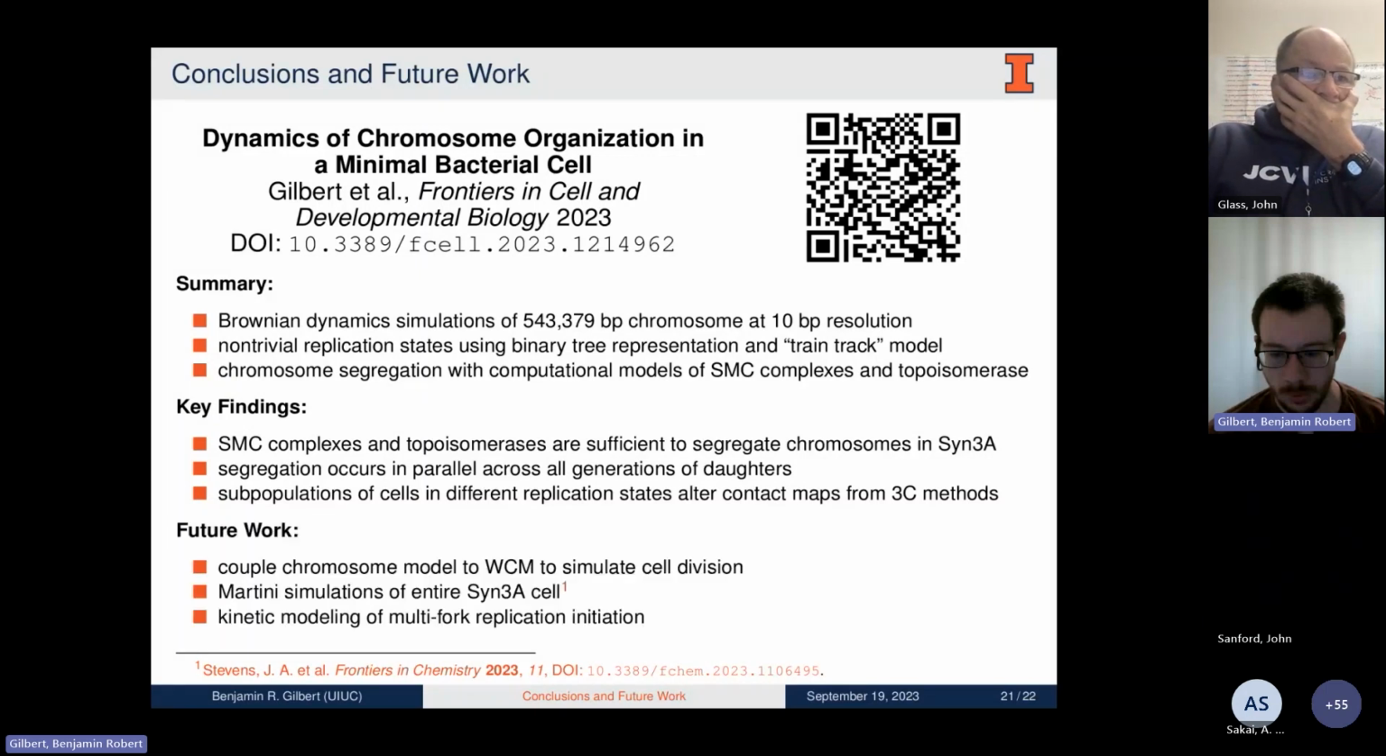So in terms of future work, we want to couple this chromosome model to our whole cell model to simulate cell division. We're working on Martini simulations of an entire cell with the lab of Siewert-Jan Marrink, which I think Jan Stevens is going to talk about a little bit later. And then we need to actually determine what these multifork systems are and what their population should be by looking at kinetic modeling of multifork replication.